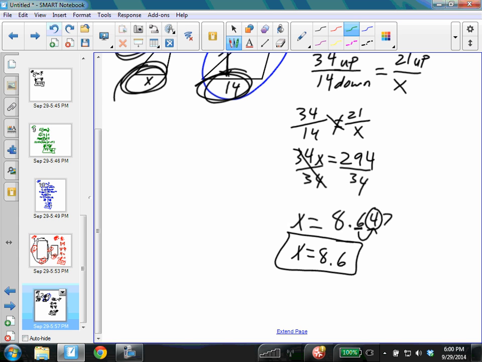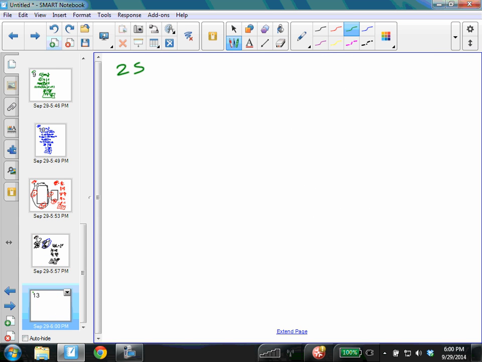All right, let's go to number 25. It says 2 rectangles are similar. One has a length of 10 centimeters and a width of 8 centimeters. And the other has a width of 7 centimeters. Find the length of the second rectangle. Round to the nearest tenth if necessary.